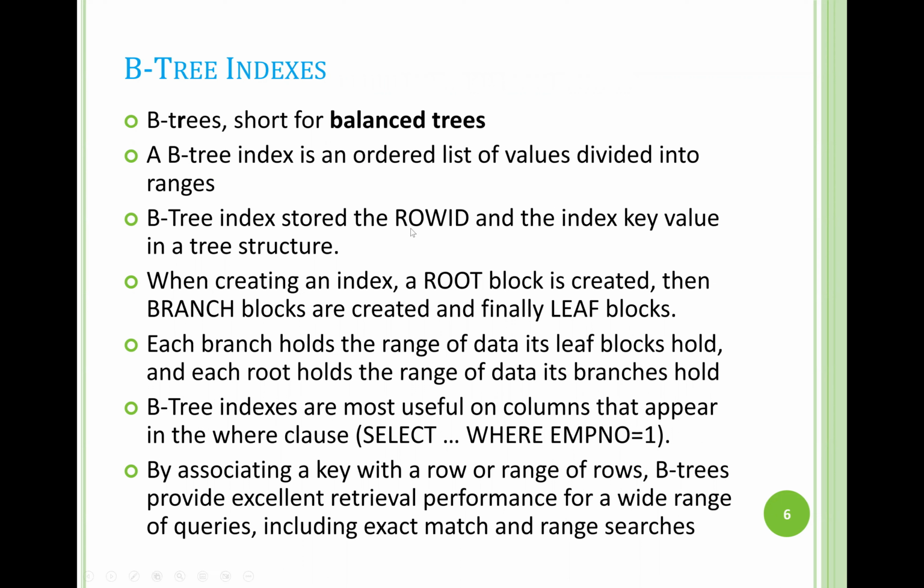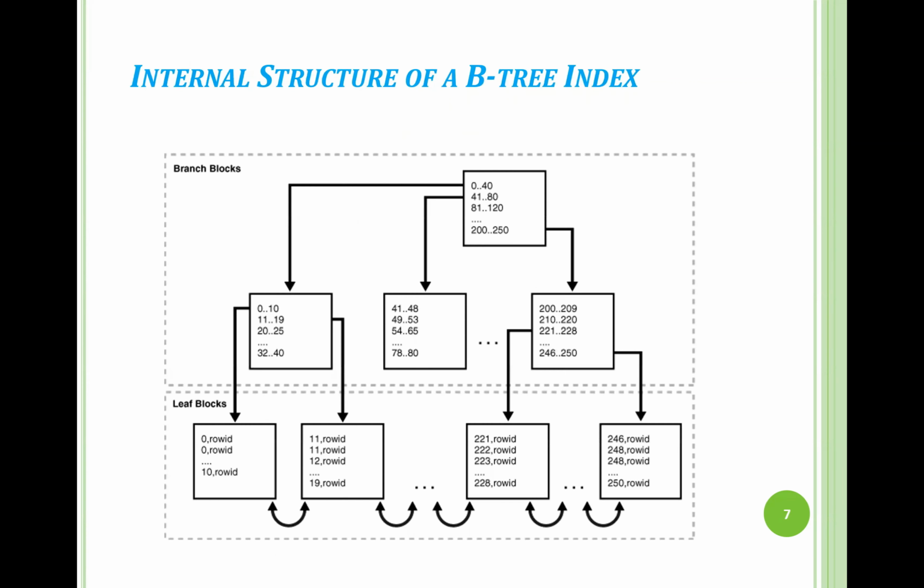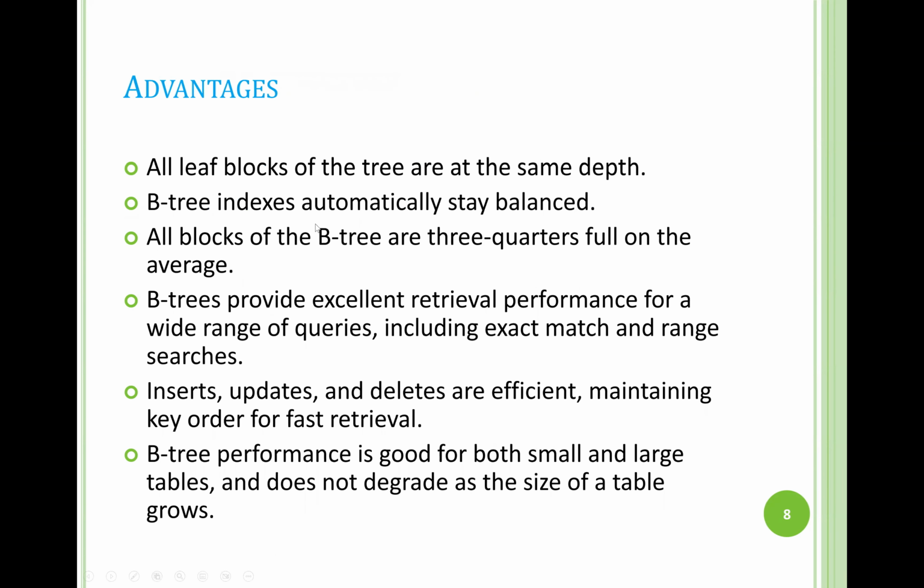BTree index stores the row ID and the index key value in the tree structure. So if you go through it, you can find it here, and this is what the BTree index is. Okay, so advantage: all leaf blocks of the tree are the same depth. Yes, BTree indexes automatically stay balanced. Yes, we have the balanced one.